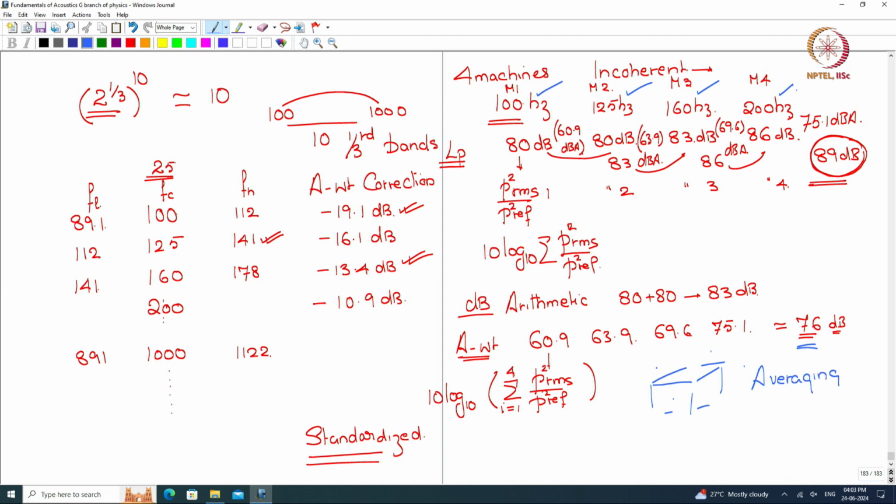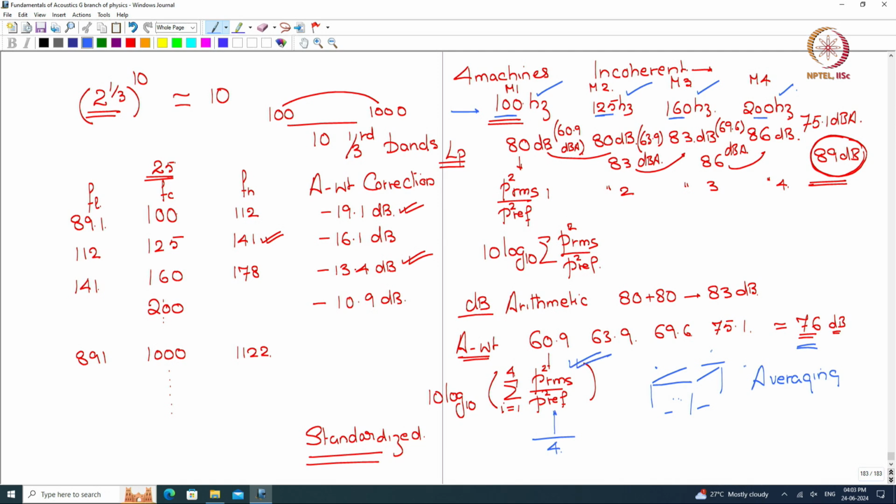In that averaging, you will first sum this P square RMS by P reference square and divide by 4. So one should distinguish the situation. The same machine in 4 locations had different sound, and you want the average value. That is different from these 4 machines. It is as though each machine has been turned on, and so the sound level is consistently going up. So that is what we have done over here. So here you do not divide by 4.